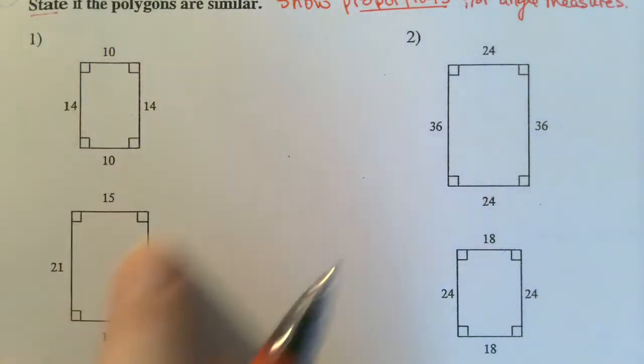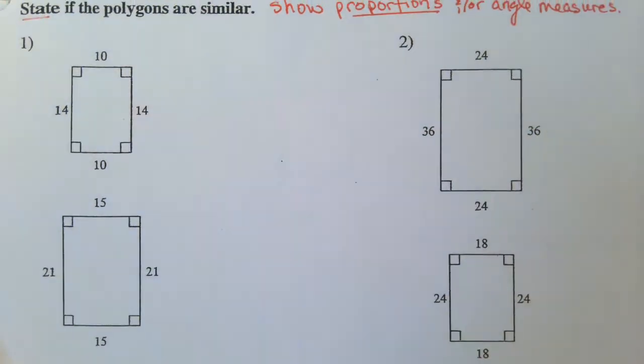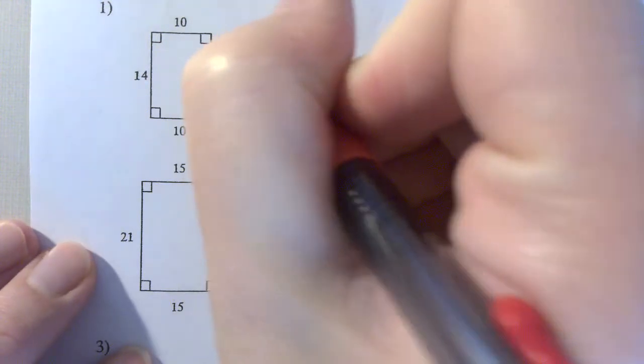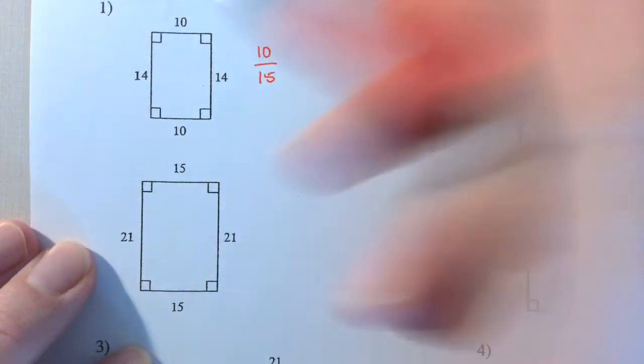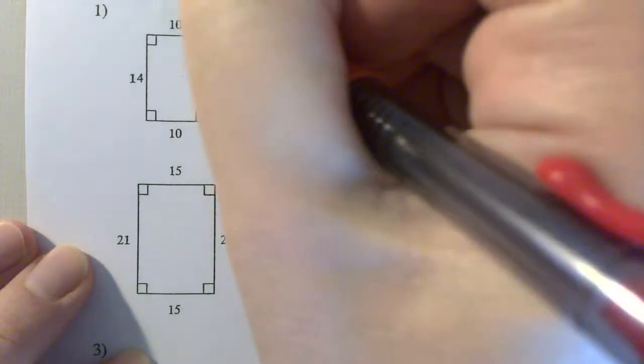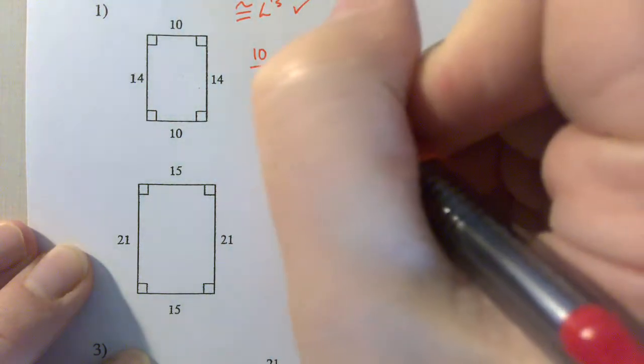So they've given us all four sides of both these rectangles. We're going to focus on number one here. So 10 goes over 15. So I'm going from the first one to the second one. I know all four angles are congruent. Do you see that? So the angles, congruent angles, yeah, check. Now let's check our sides.